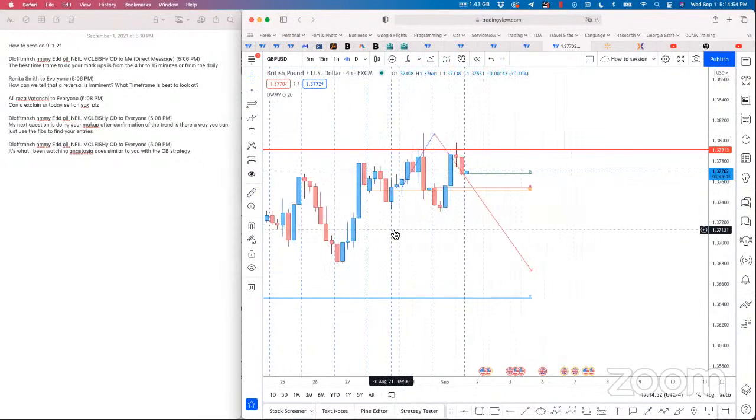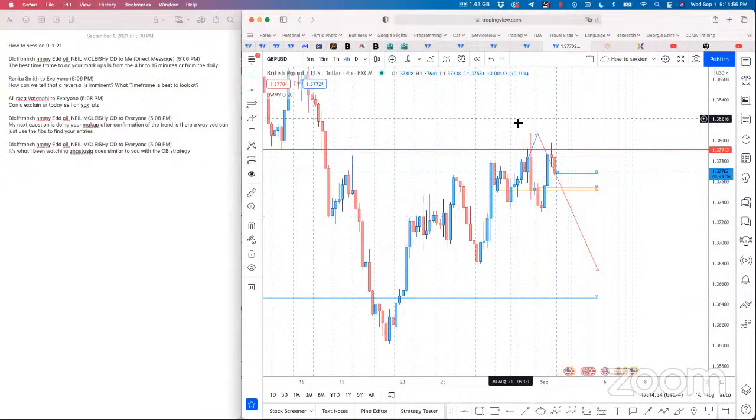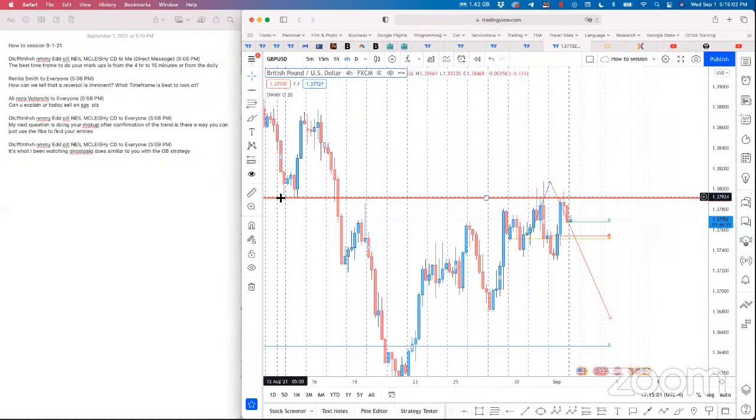But again, these are the kind of things. So I'm going 1 hour, 4 hour. I'm looking at my rejections, looking at my areas. I know this order block right here, and then this smaller one inside of this. So this is our first time trading back to this area, so I already know I should get some kind of reaction off of this.